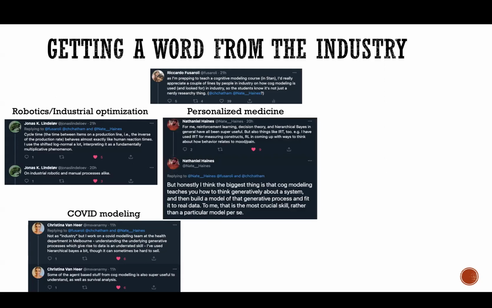Nathaniel Haynes, who used to be a cognitive modeler, ended up working in a startup that was trying to develop the least-effort possible questionnaires and tests to assess well-being in employees, and has now switched to financial stuff. He says, for me, reinforcement learning, decision theory, and hierarchical Bayes in general have all been super useful, but also things like item response theory using random effects, not only by participant, but also by stimulus.